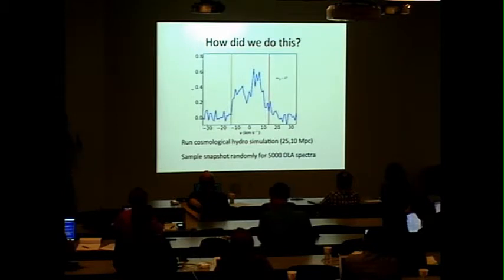I fire sight lines at random through the box until I get 5,000 sight lines containing a DLA. Because the box is relatively small, I had to fire a lot of spectra through the box. There's about 1 DLA in maybe every 100 or 1,000 spectra even.